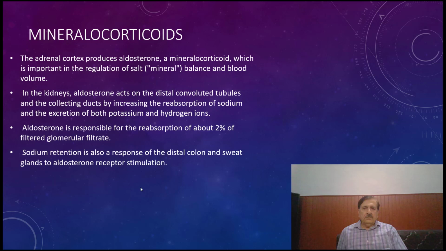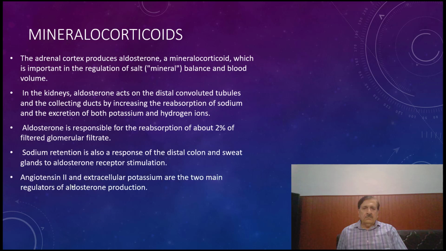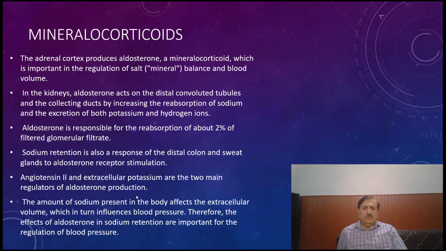Sodium retention is also a response of the distal colon and sweat gland to aldosterone receptor stimulation. Angiotensin II and extracellular potassium are the two main regulators of aldosterone production. The amount of sodium present in the body affects the extracellular volume, which in turn influences blood pressure. Therefore, the effect of aldosterone in sodium retention is important for the regulation of blood pressure.